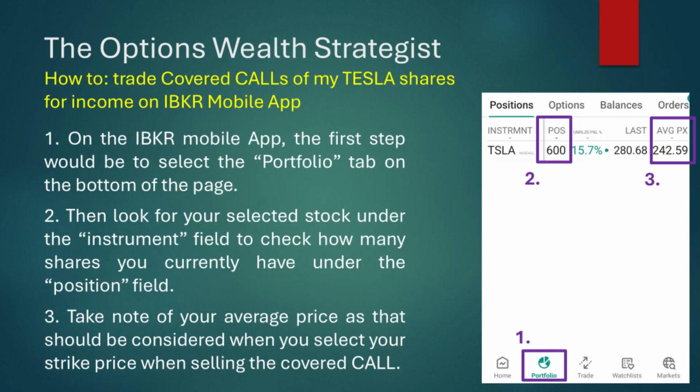Selling covered calls for income is an option strategy to generate additional income from shares that we already own. This may be used on stocks that do not pay or pay very little dividends, such as growth stocks like Tesla. On the IBKR mobile app, the first step would be to select the Portfolio tab on the bottom of the page. Then look for your selected stock under the Instrument field to check how many shares you currently have.